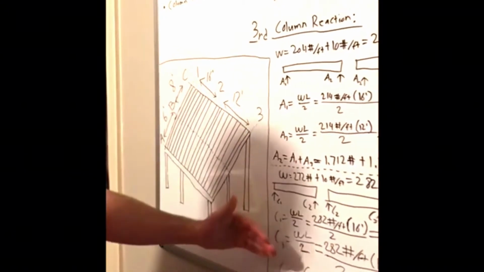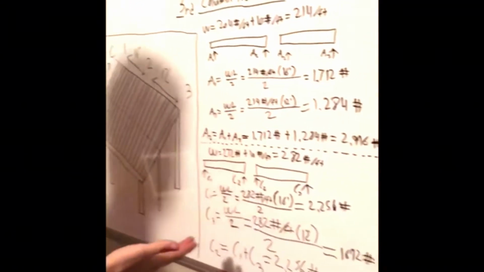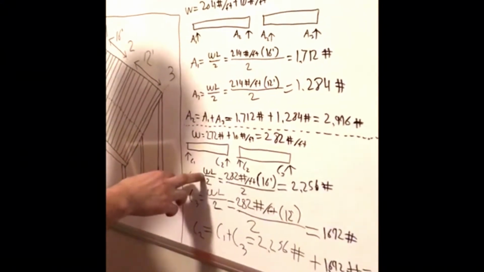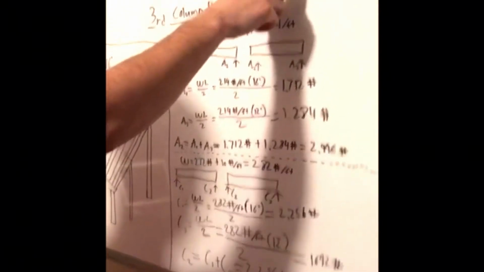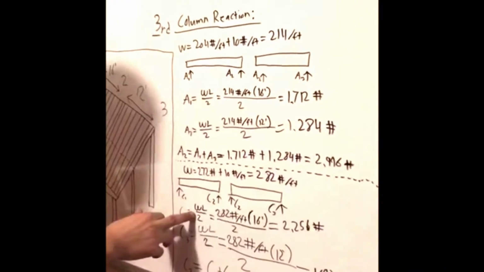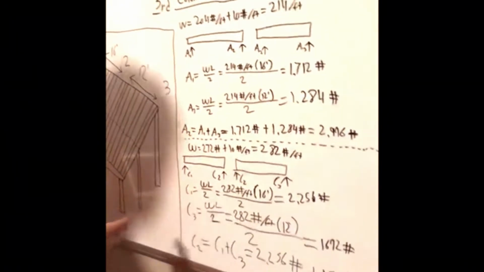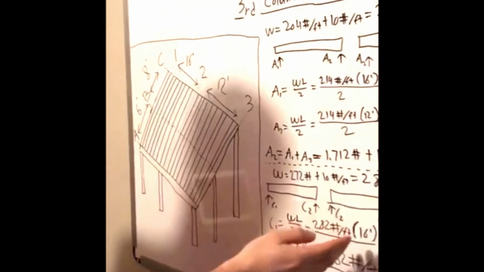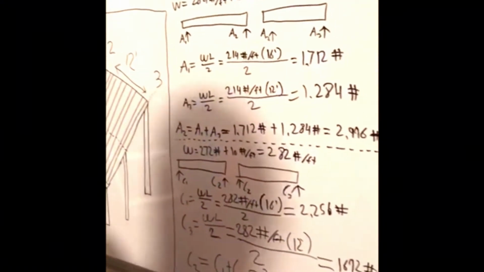So if we drop down to C, C is literally the same process we just did. Before we can put that load back in the equation, we have to take the 272 pounds and add it back to the self-weight. That's going to give us 282 pounds per foot. And same process, plug it back into the formula, 282 pounds per foot times 16. Once again, we're looking at this section from 1 to 2. That's going to equate to 2,256 pounds.